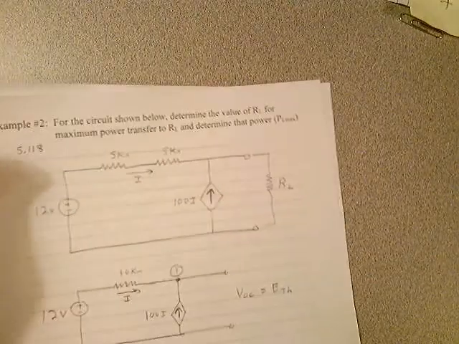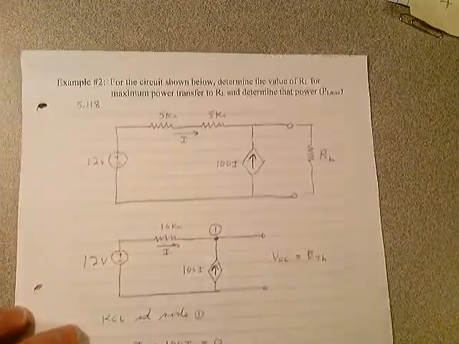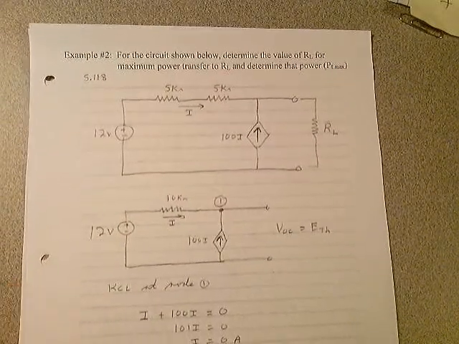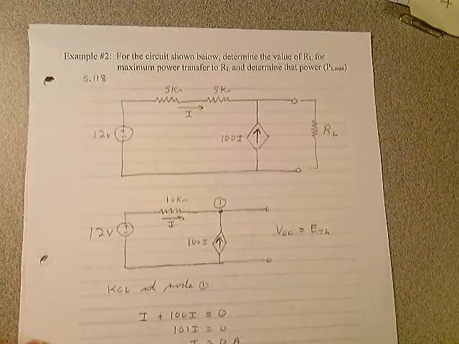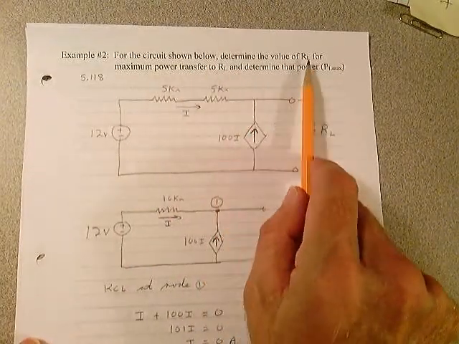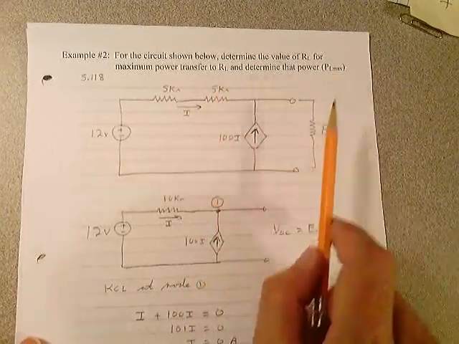And then finally, we can get to page 116 and 117, which is one of your homework problems as well. It's problem 5.118. I guess we're going backwards in our homework problems, and I will go over this one in detail to finalize this lecture. For the circuit shown below, determine the value of RL for maximum power transfer to RL, then determine that value of power.